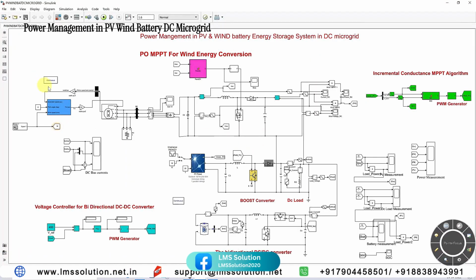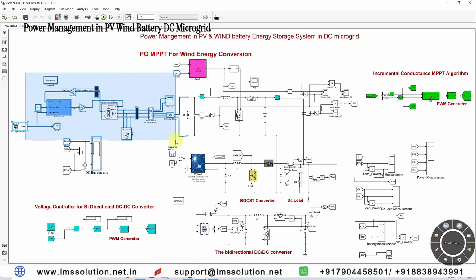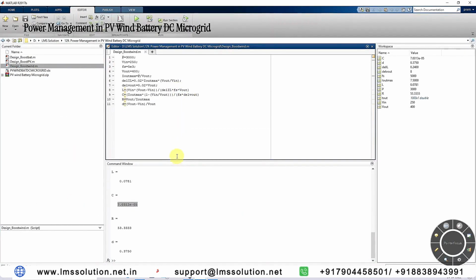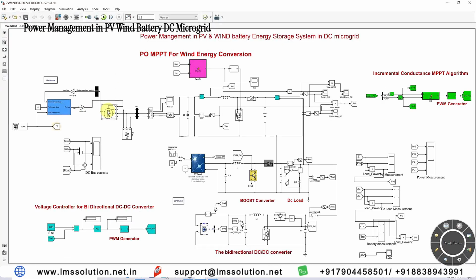This model is wind power generation. The wind power generation rating is around 3000 watts, and here we need to maintain the voltage around 400 volt. The input voltage details are here. That means we need to design the boost converter, because the wind turbine is connected to the PMSG.